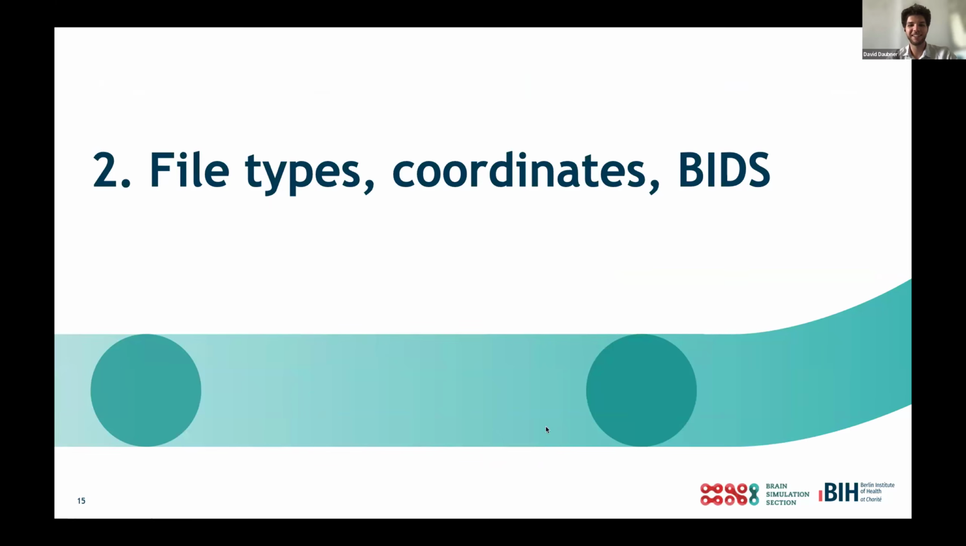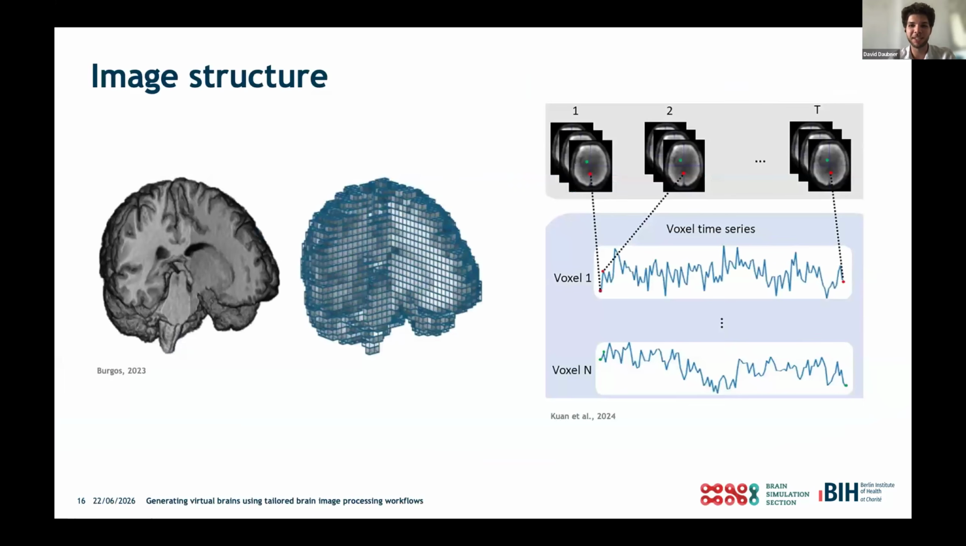Hi, everyone. And thank you, Luise, for explaining the physics background behind MRI signal acquisition to us. And in my part, I'm going to try and bridge the gap between this theoretical background and what you actually experience when you try to work with MRI images on your computer.